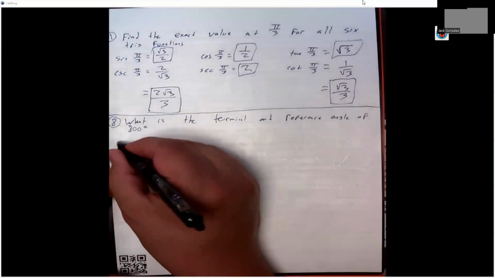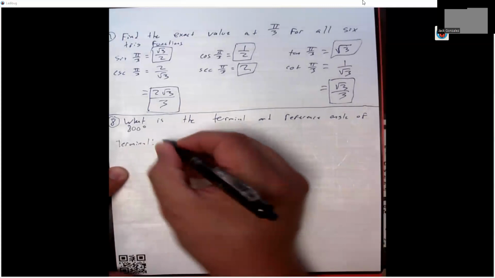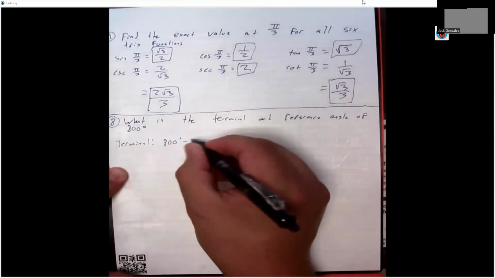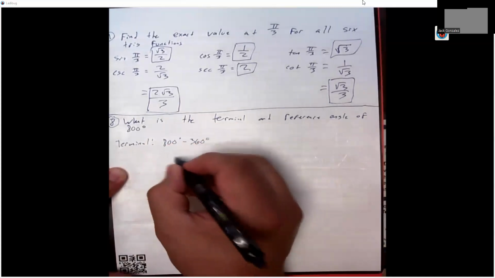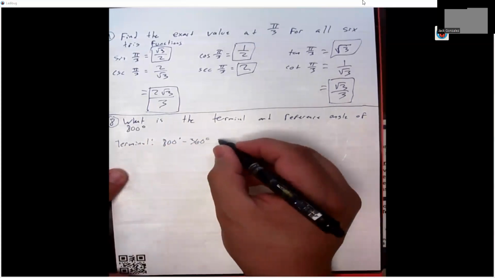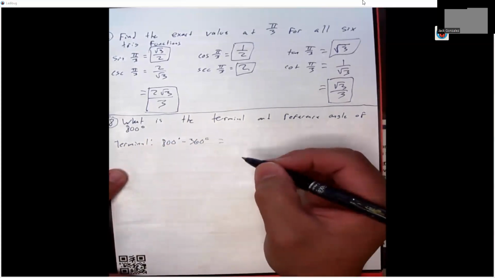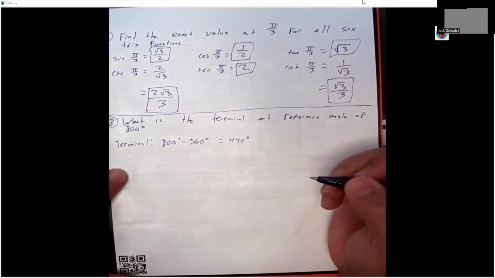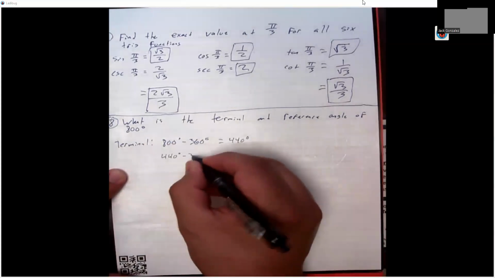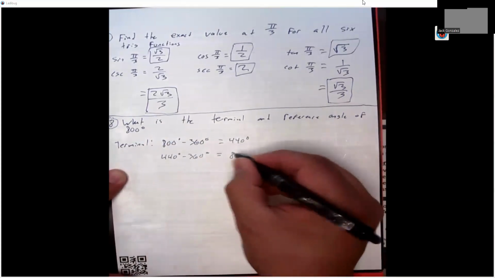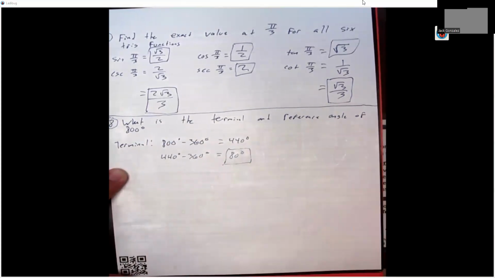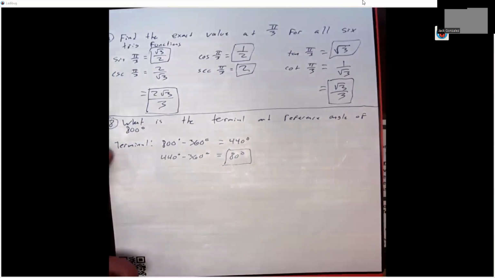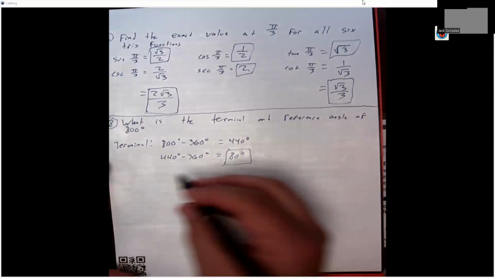And if you're not sure what that is, what you should do is subtract 360. 800 minus 360, what does that give us? 440. That's still bigger than 360, so you do it again. 440 minus 360 gives us the 80. So this right here is the terminal side. That's where I stopped. Now reference angle, how far is that from the x-axis?